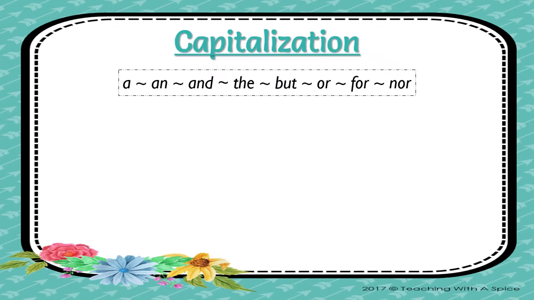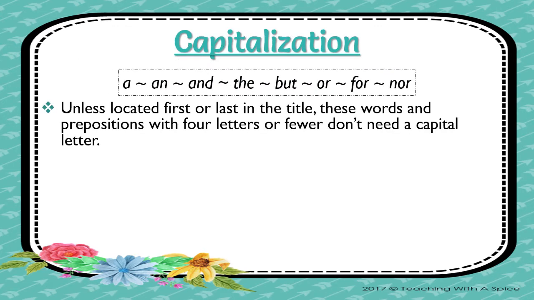These are some short words that we do not capitalize: a, and, the, but, or, for, nor. So unless these are located first or last in the title, because remember, according to Rule 1, we always capitalize the first and last words in the title, these words and prepositions with 4 letters or fewer don't need a capital letter. So all of these are articles and conjunctions, these words in the box, but unless they are located first or last in the title, these words as well as prepositions that have 4 letters or less don't need a capital letter. So let's look at some examples.